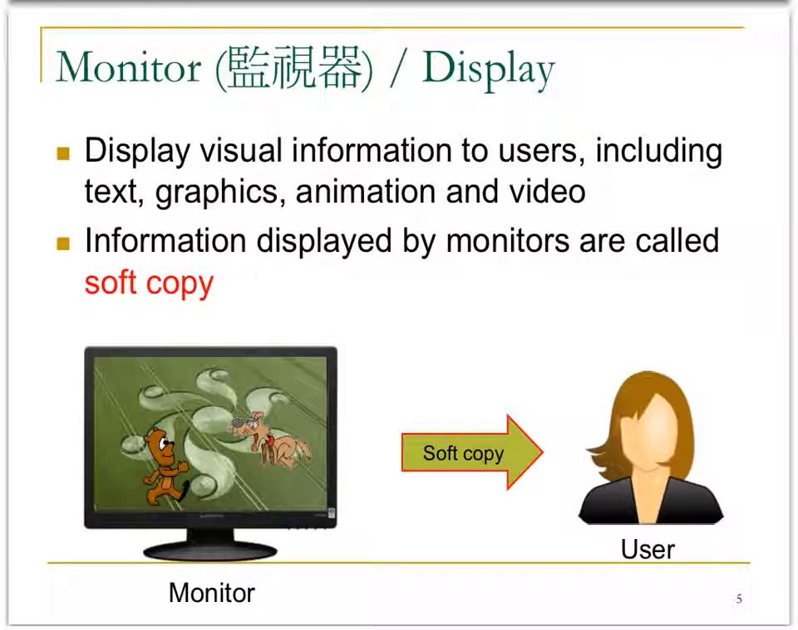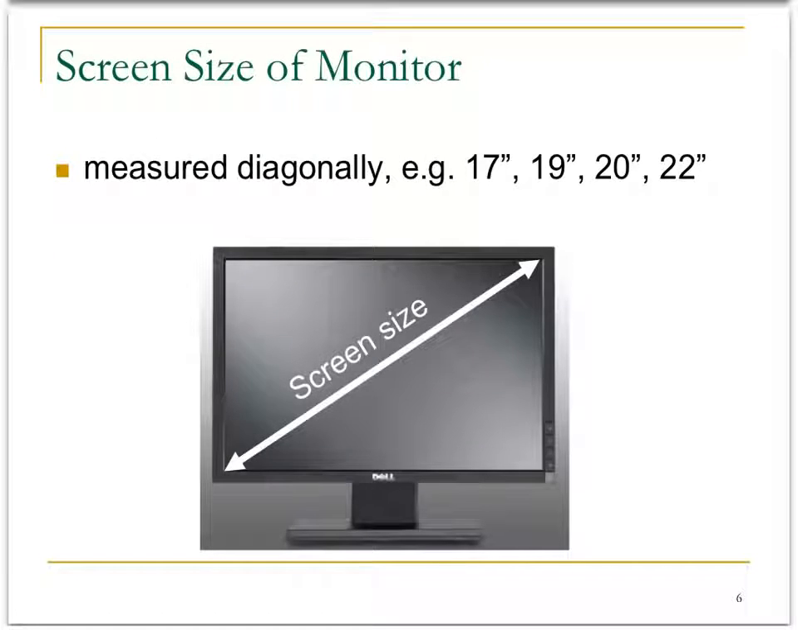And let's see the monitor first. We call this in Chinese 監視器 or the display. And they are responsible for displaying visual information to the user, including text, graphics, animation, and video. And the information displayed through the monitors, they are called soft copy. We call this soft copy. And basically, there are some aspects which we should know about a monitor.